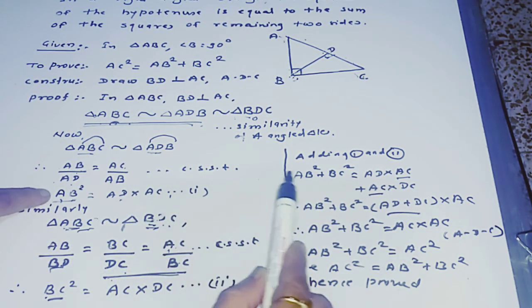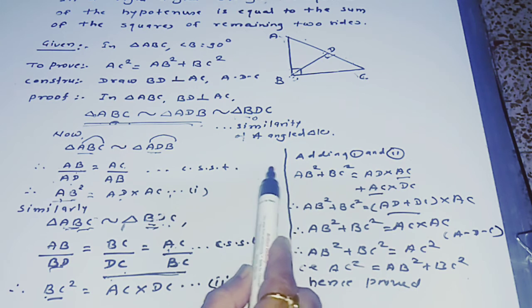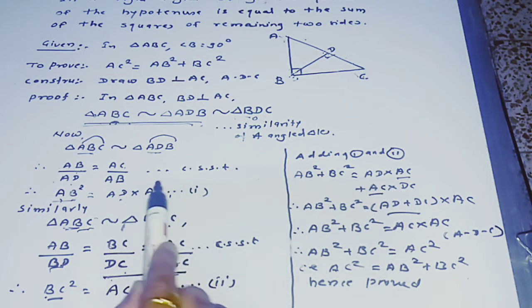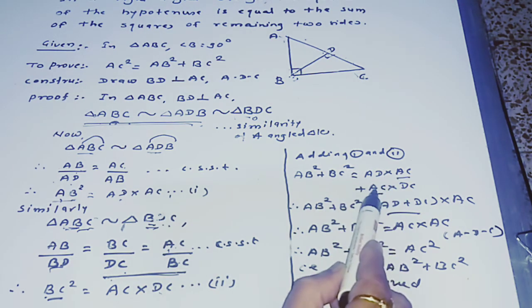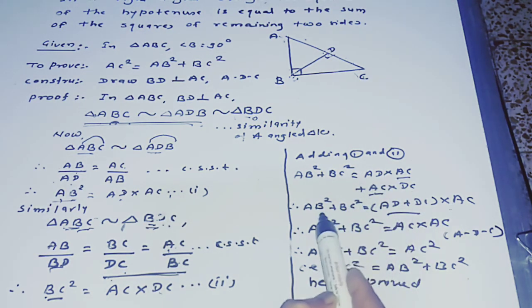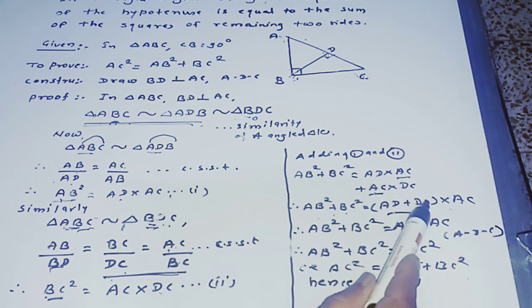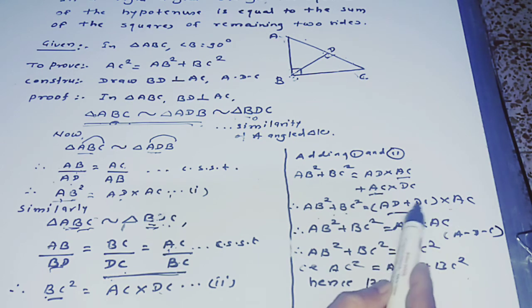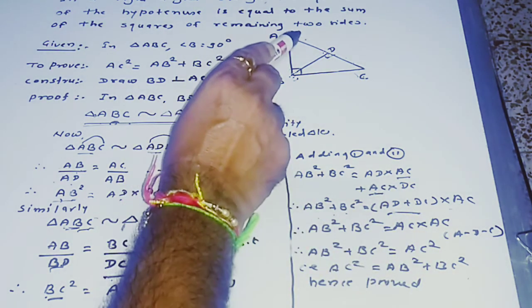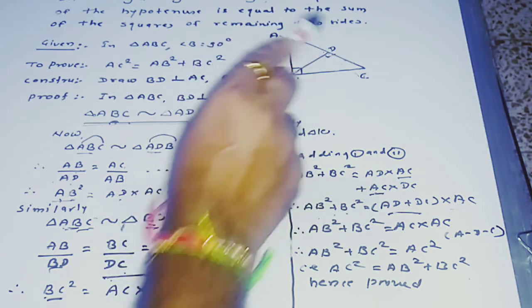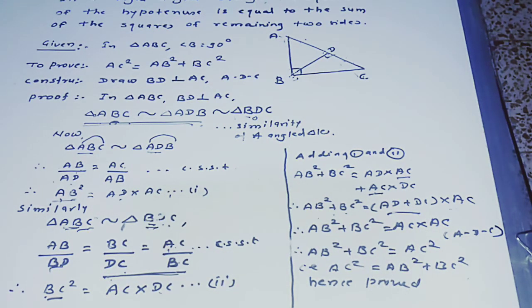So now adding: AB square plus BC square is equal to AD into DC plus AC into DC. इथे AC आहे, इथे AC आहे, common घ्या. So that AB square plus BC square is equal to AD plus DC into AC. Common घेतला. AD plus DC, that is AC. So AC into AC, AC square. Hence the theorem is proved.